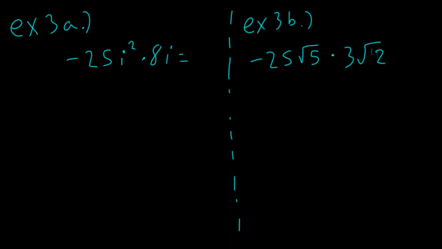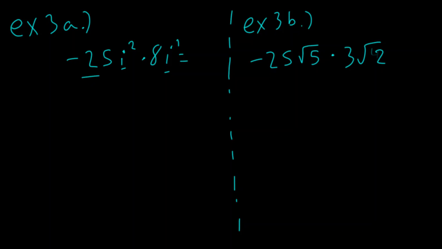Okay. Here's our last example where we're going to talk about imaginary numbers. So what do we have here? We have -25i squared times 8i. So can we multiply the i's when they're not the same? We know that we cannot add them, but yes, we can multiply. This is really an i to the 1.